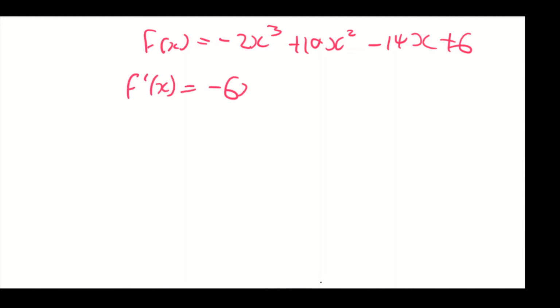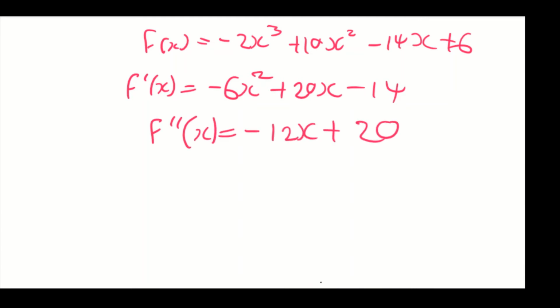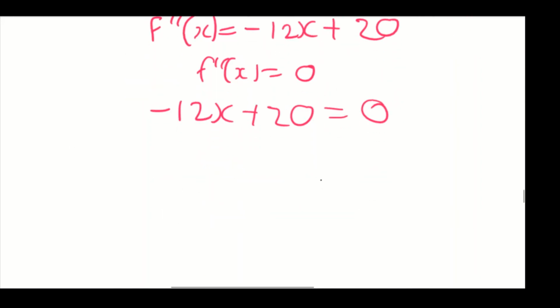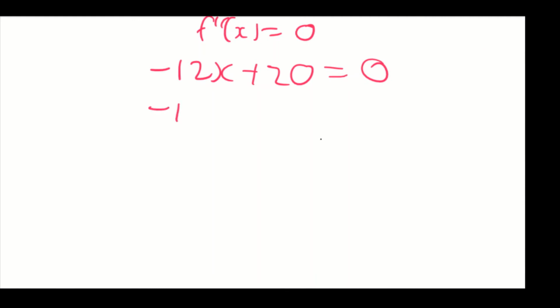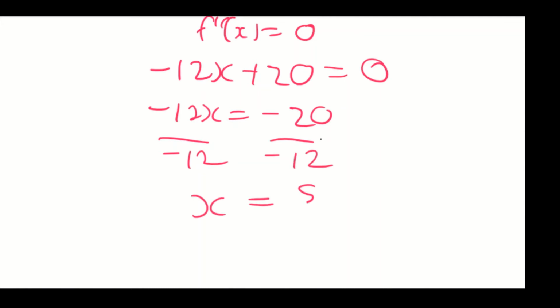So it's minus 6x squared plus 20x minus 14. So we find the second derivative, which is equal to minus 12x plus 20, right? Then we equate the second derivative to 0. So it's going to be minus 12x plus 20 equals 0. And then we transpose: minus 12x equals minus 20. Divide by minus 12, divide by minus 12. Our x is equal to 5 over 3. So this is the x value of the point of inflection.